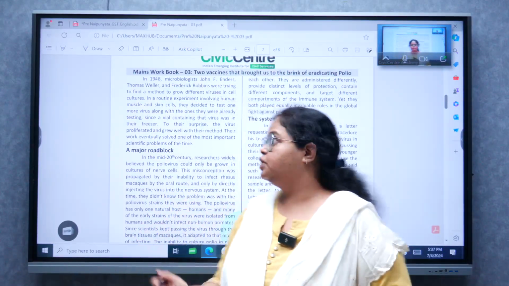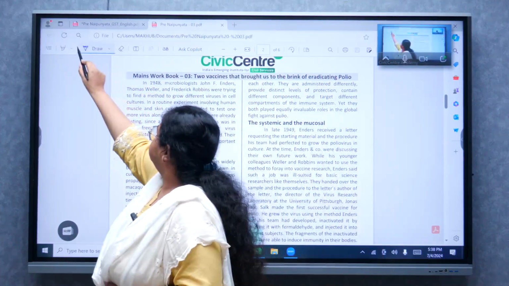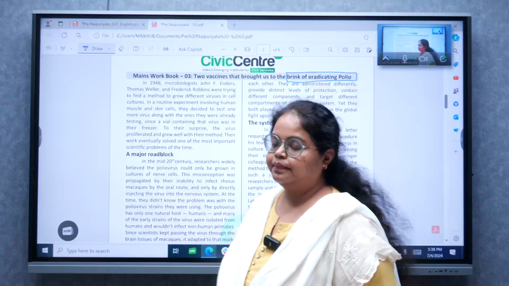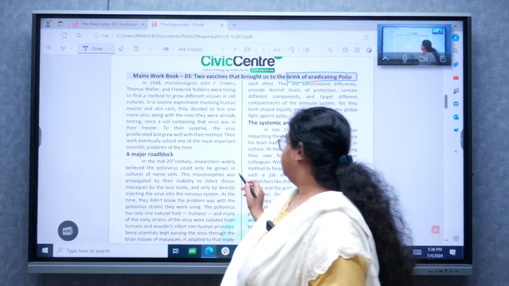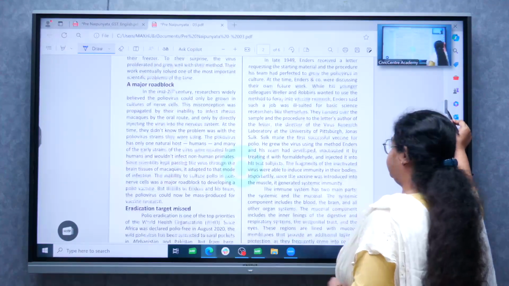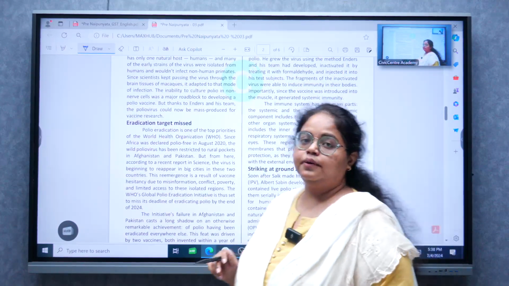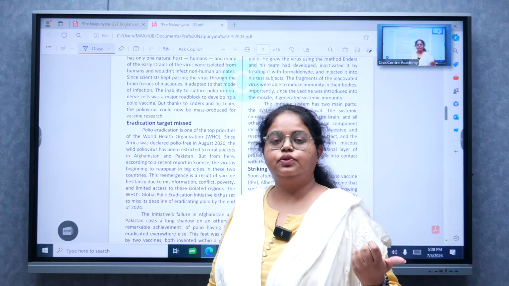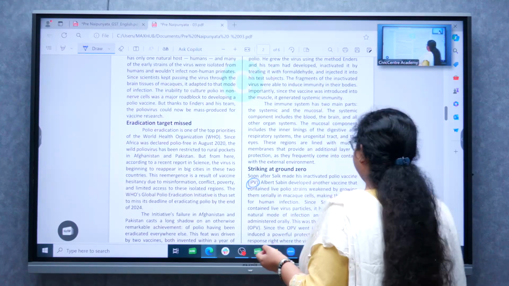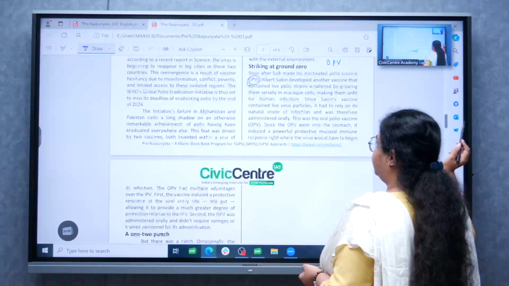Here the article talks about 2 vaccines that brought us to the brink of eradicating polio, right? Now here you can see what the various methods of vaccines available for polio are: the oral method and also the tissue method, that which is injected into the nervous system of human beings, that is the IPV. The oral method is called the OPV, right? So you read it carefully and understand what is given.